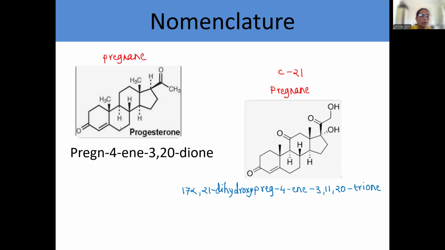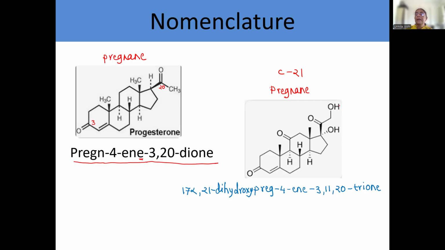Here there is a double bond. Pregn-4-ene-3,20-dione. Getting this? Pregn-4-ene-3,20-dione. Now this e is complete because it is a dione. Dione or a trione have alkane, alkene, complete e. This e is there. Coming to this, this is progesterone.